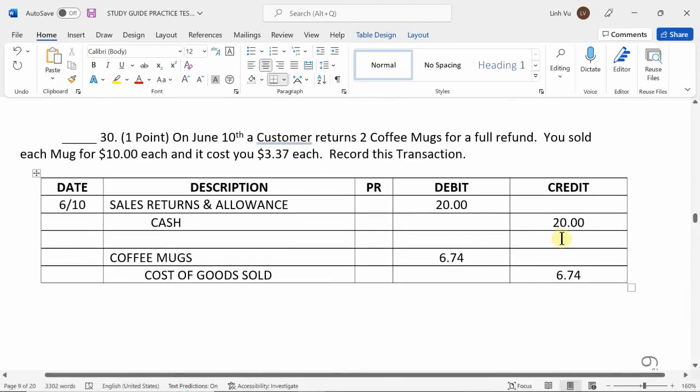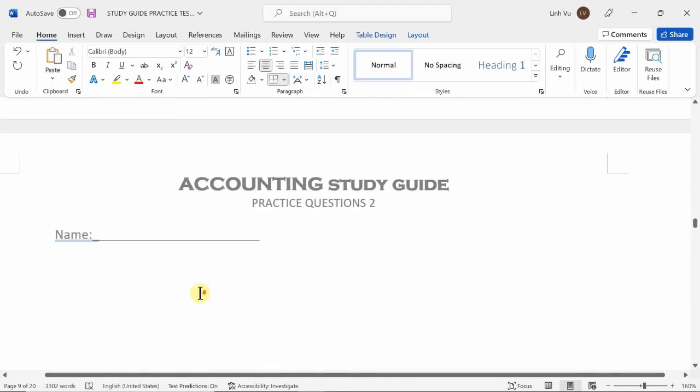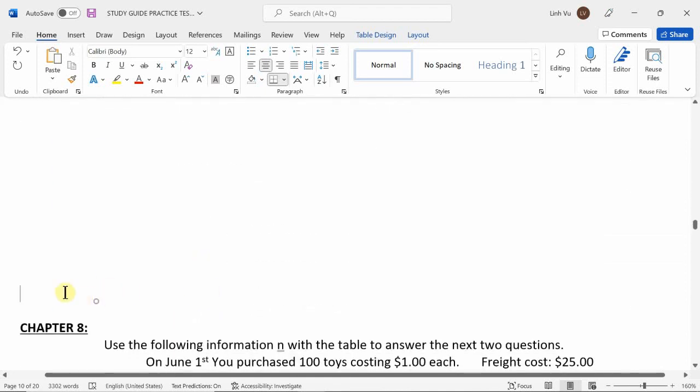Okay, so that's something you need to know: even with a refund, if the customer is returning the product, you do need to have that extra second reversal journal entry right there.